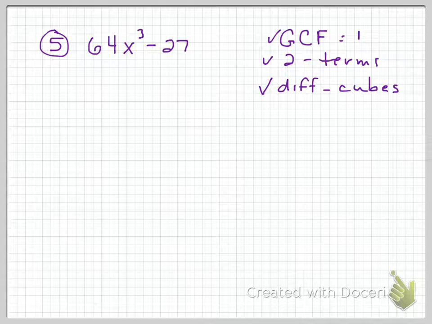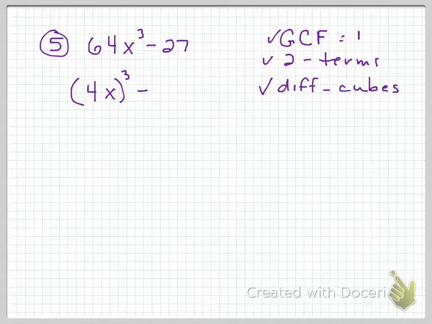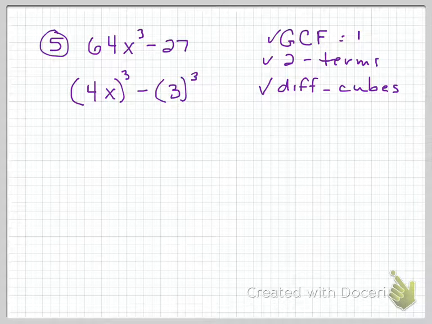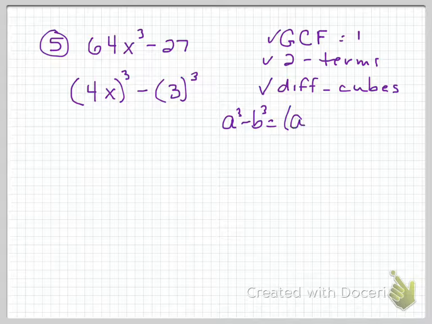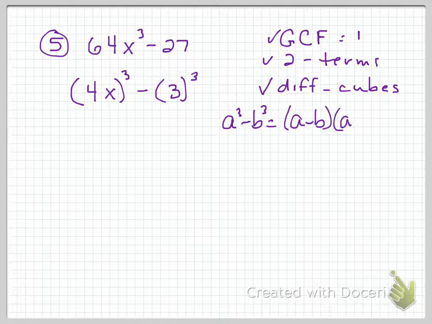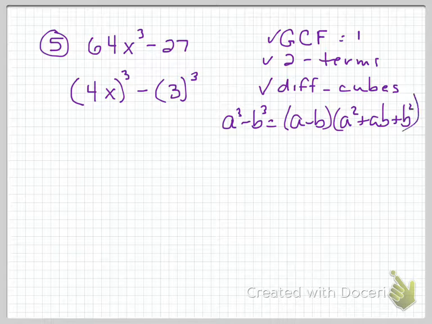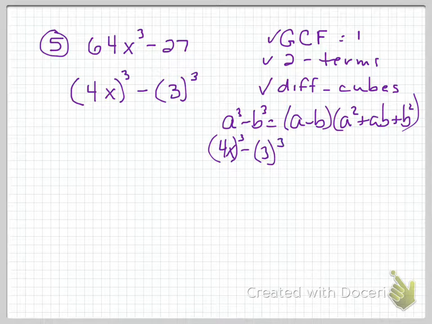So let's see if we can figure out what the cubes are. That's a 4x that's been cubed, and 27 is a 3 that's been cubed. And now you have to memorize that formula. a cubed minus b cubed is a minus b times a squared plus ab plus b squared. So we're just going to plug in for a and b. So for us, think of it as 4x is our a, and 3 is our b. We're going to plug those things into the formula.